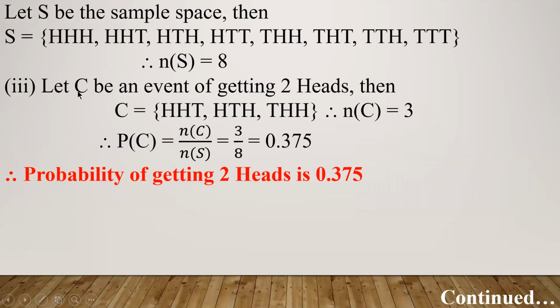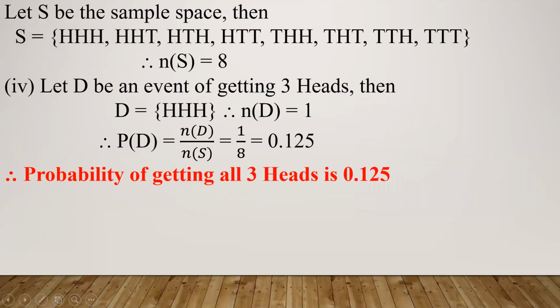Call the event C as the event of getting 2 heads. Then write down what are the possible results that come in C. 2 heads we want. So this won't come. Yes, this will come, HHT. This also can come, HTH, THH. Yes. Then none of the others. Okay, so 3 again. So again, the probability of getting 2 heads is 3 upon 8. That is 0.375. Fourth one.